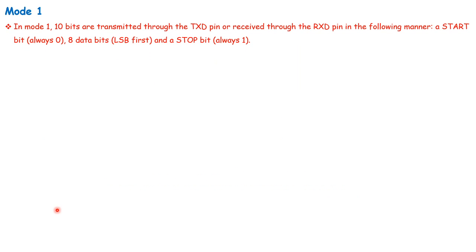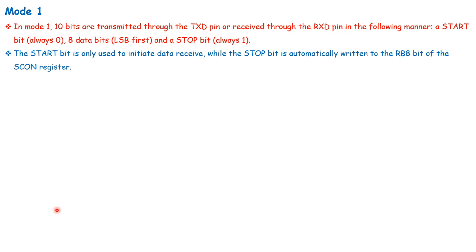In mode 1, 10 bits are transmitted through the TXD pin and received through the RxD pin in the following manner. A start bit, always 0, then 8 bits of information, LSB first, and a stop bit, that is always 1. So 1 start, 1 stop, and 8 bits of information: 10 bits transmitted.